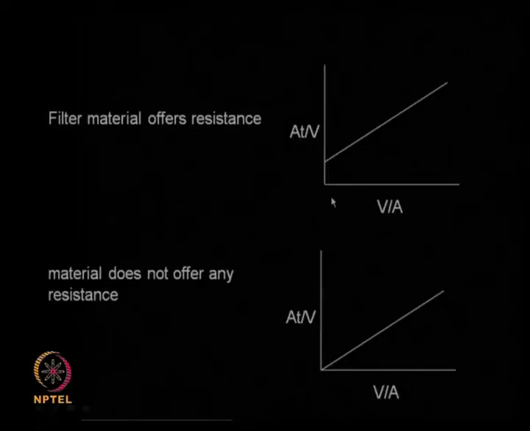So you can find out whether it is a considerable value or very insignificant. If it is a considerable value, as a design engineer you may have to select some other filter cloth or filter medium whose resistance is very small. So please keep that in mind. If this intercept is large, then you know the filter cloth or filter medium you use does offer some resistance. Ideally it should be as close to the origin as possible.